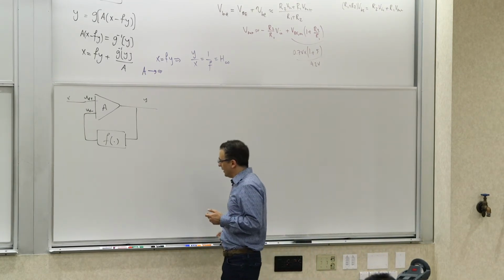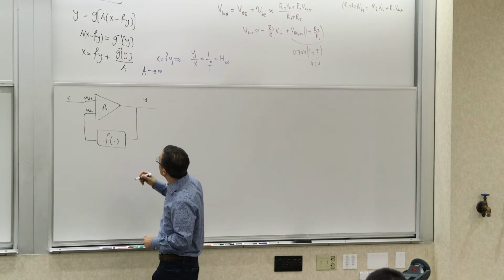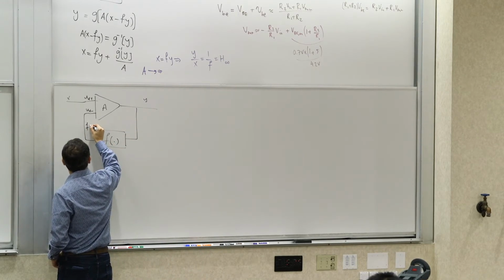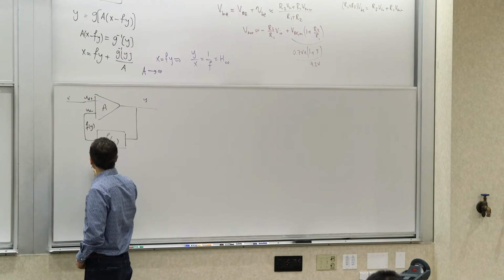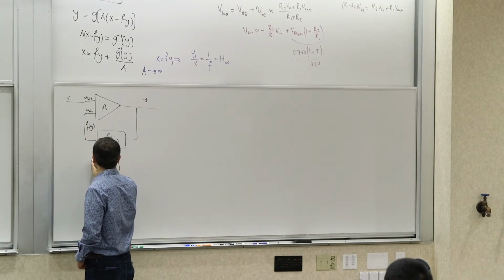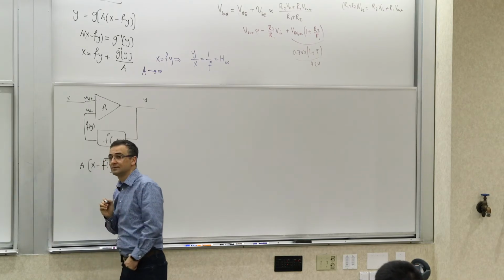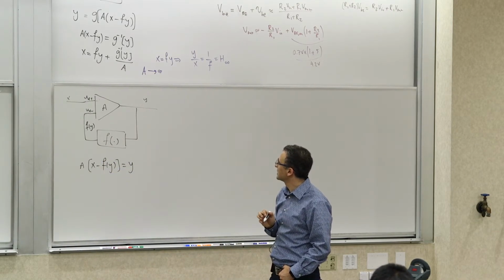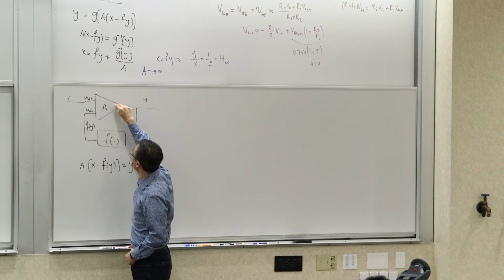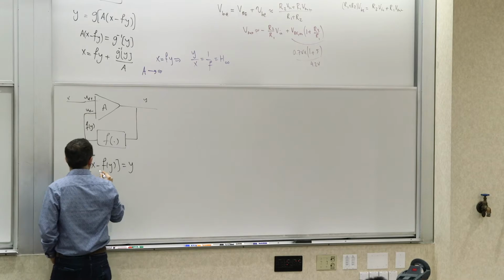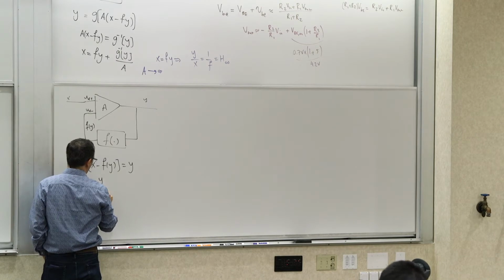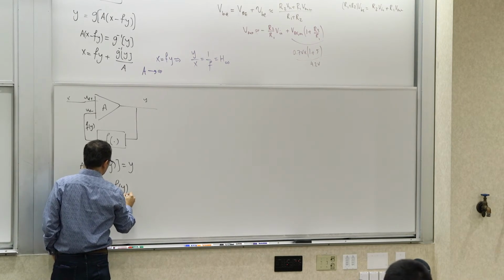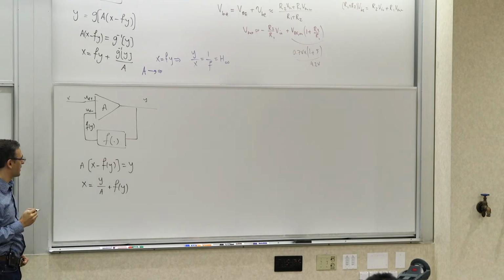So what would happen now and why? Well, let's write the equation and see what we can tell. If this is y, this is going to be f of y. So x minus f of y times A is y, because x minus f of y is this difference, and times A it produces that output. Now, you can solve again for x in terms of y. So you divide this by A, and you get x is y over A plus f of y.